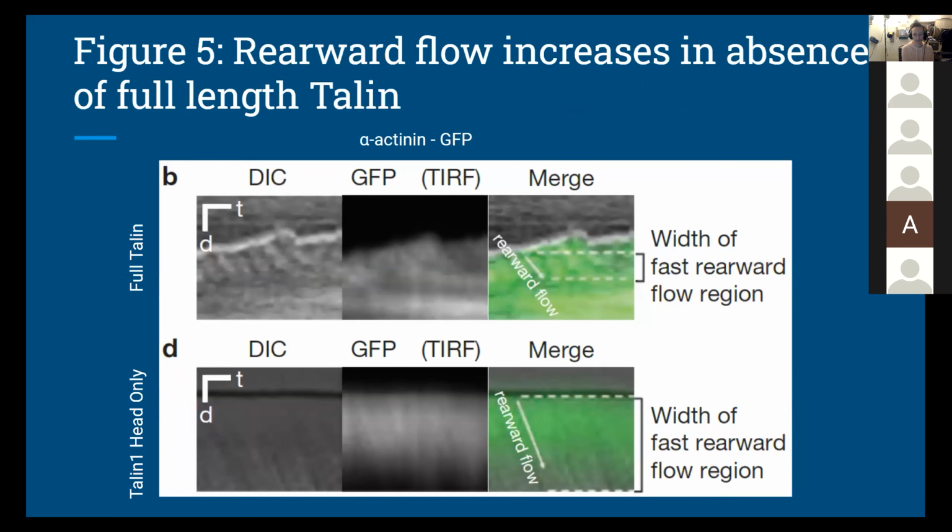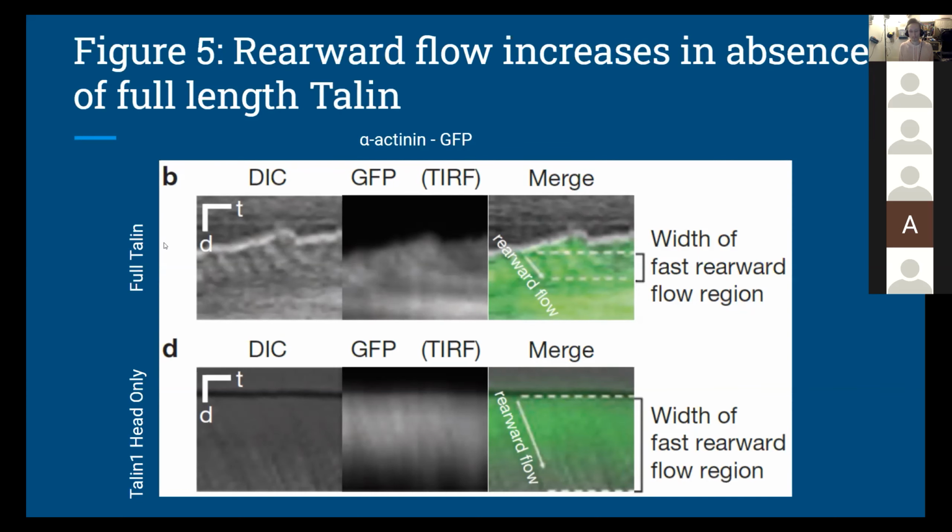All right. So after this, the authors decided to look at rearward flow. What they did is they created these alpha-actin and GFP mutants, and alpha-actin is one of the scaffolding proteins present in the actin cytoskeletal network itself. It's what allows the actin network to form branches. So with this mutant, they're looking at the cytoskeleton.